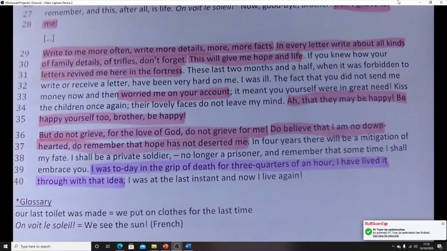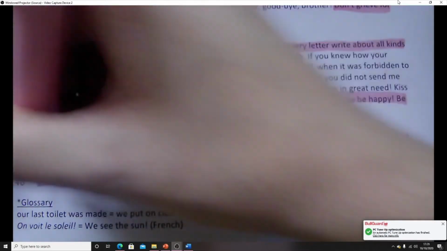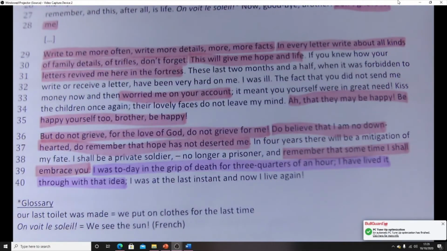"In 4 years, there will be a mitigation of my fate. I shall be a private soldier, no longer a prisoner, and remember that sometime I shall embrace you." So that again might be quite significant. Embrace is to hug, and again showing that closeness, that physical expression of his love for his brother. And embrace is quite a caring suggestion of a hug. So that again might show the relationship that they have.